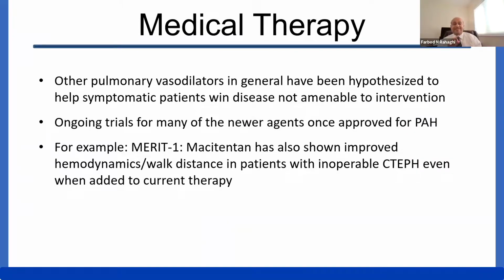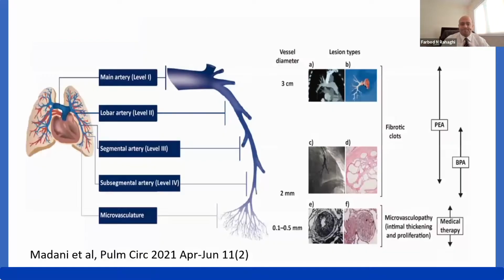The theory, of course, is that other pulmonary vasodilators could also have similar benefits. There are ongoing trials for some of the particularly newer agents in the PAH dimension to see if they work for CTEPH. An example is macitentan, which has been shown to improve hemodynamics and walk distance in patients with CTEPH.